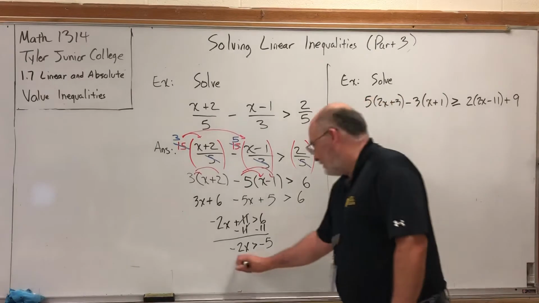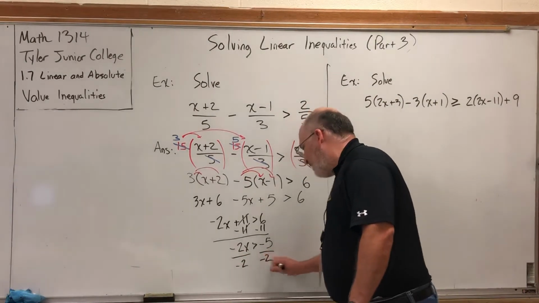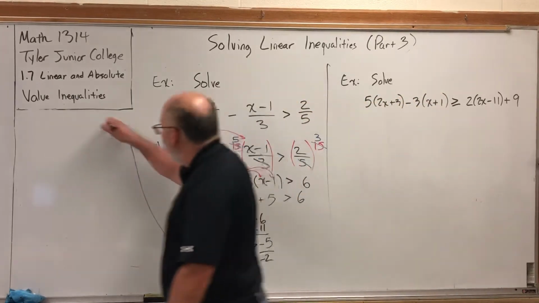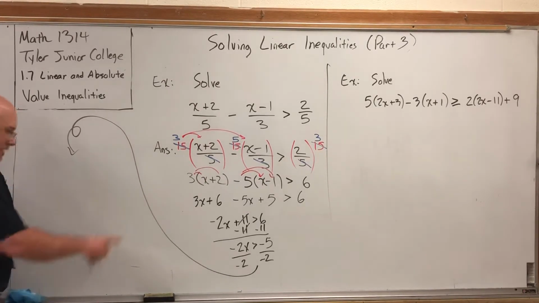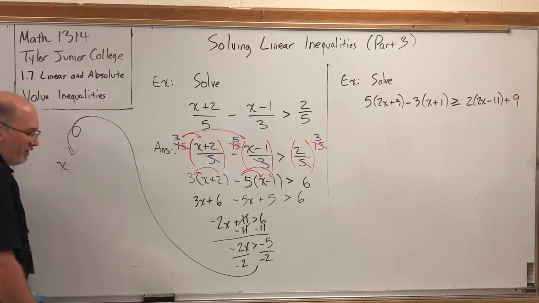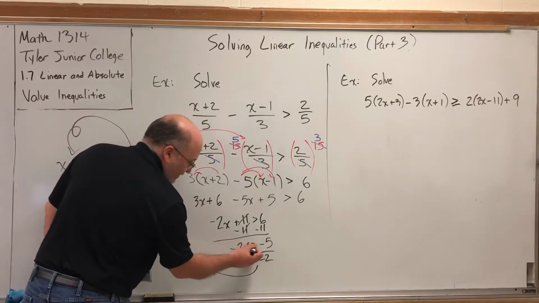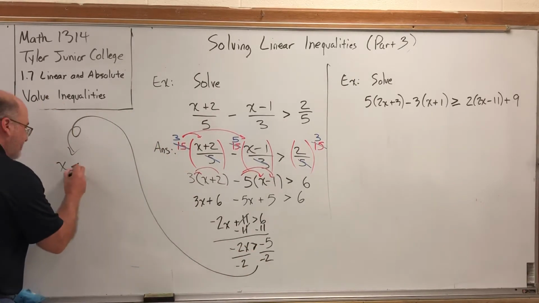And then divide both sides by a negative 2. Warning! We're dividing both sides by a negative. That means that when we bring this up here, we've got to flip that sign around. The negative 2's cancel, leaving an x on the left. The sign reverses direction since we were dividing both sides of the inequality by a negative. So instead of saying greater than, it now says less than.